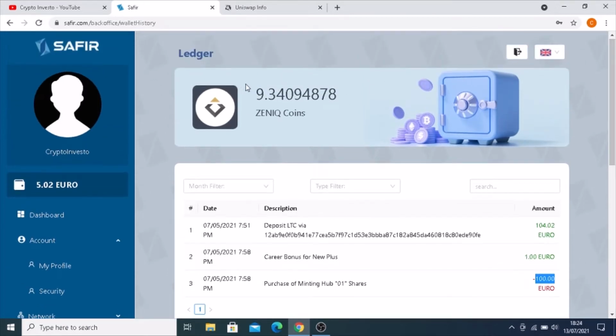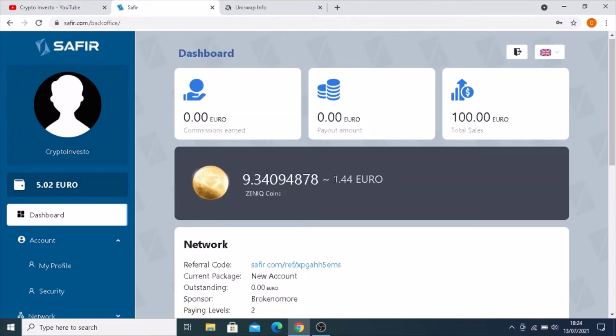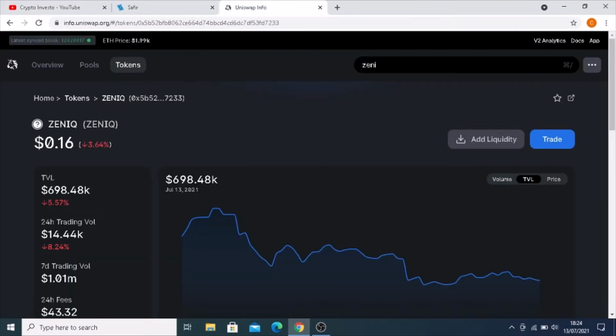So here's my Zenic coins that I've earned so far, which is 9.34094878, which when you look at it like that, looks not too bad for a week. But when you come over to the dashboard and you see the monetary value of 1.44 euros, it's not quite what I was expecting. I was expecting it to be a little bit more, but one thing I have noticed as well, the crypto market's been very down lately, and that's obviously taking its toll here.